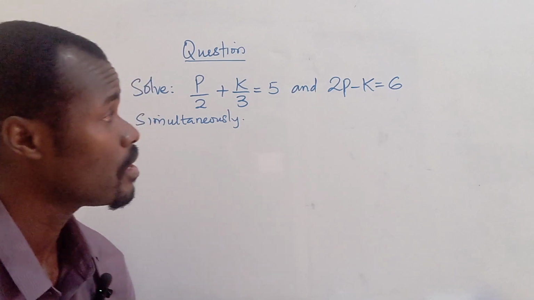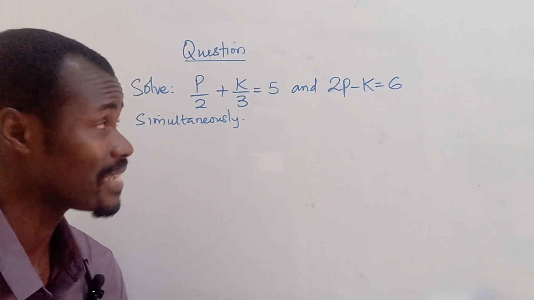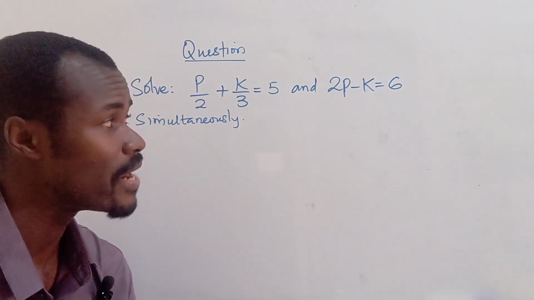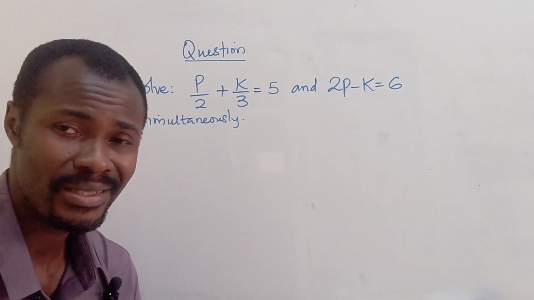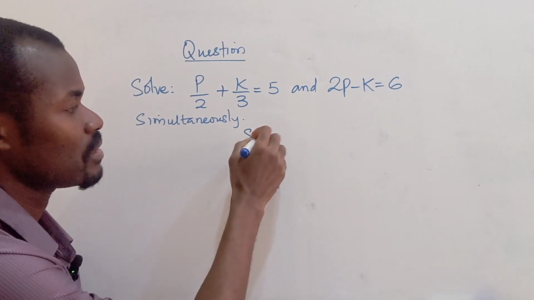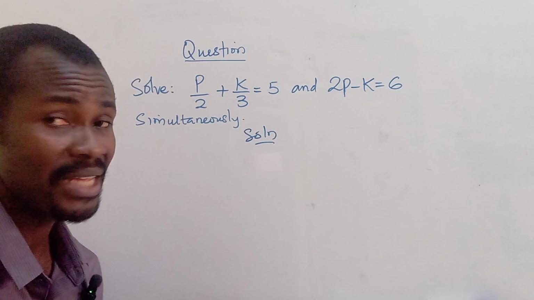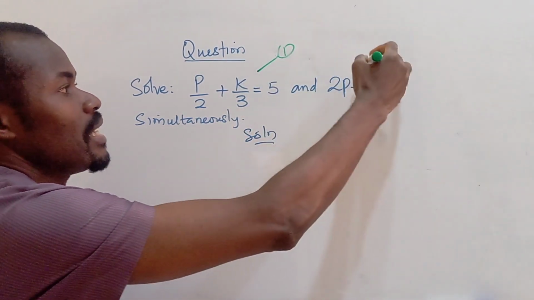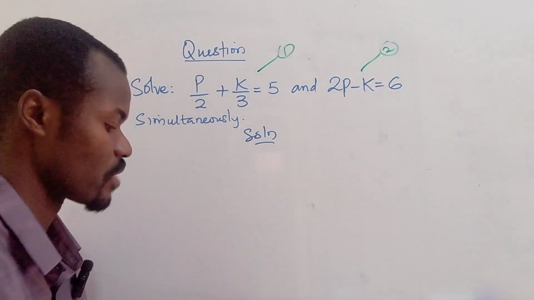Alright, so today we have a problem on the board that says solve P over 2 plus K over 3 equals 5 and 2P minus K equals 6 simultaneously. So this is a problem on simultaneous equations, if you can observe. Now you can see that we have equation 1 and we have this as equation 2, all right?